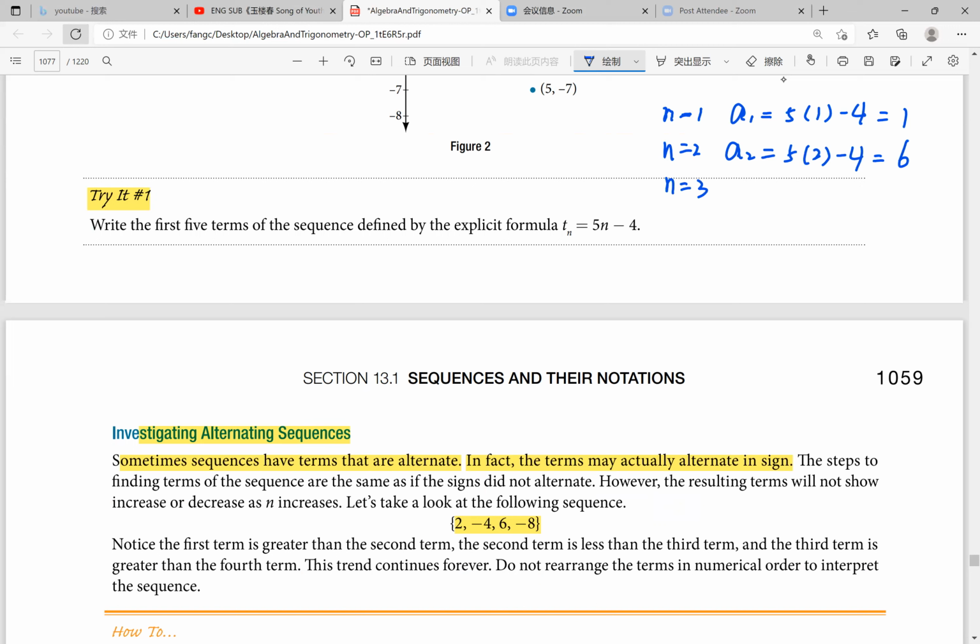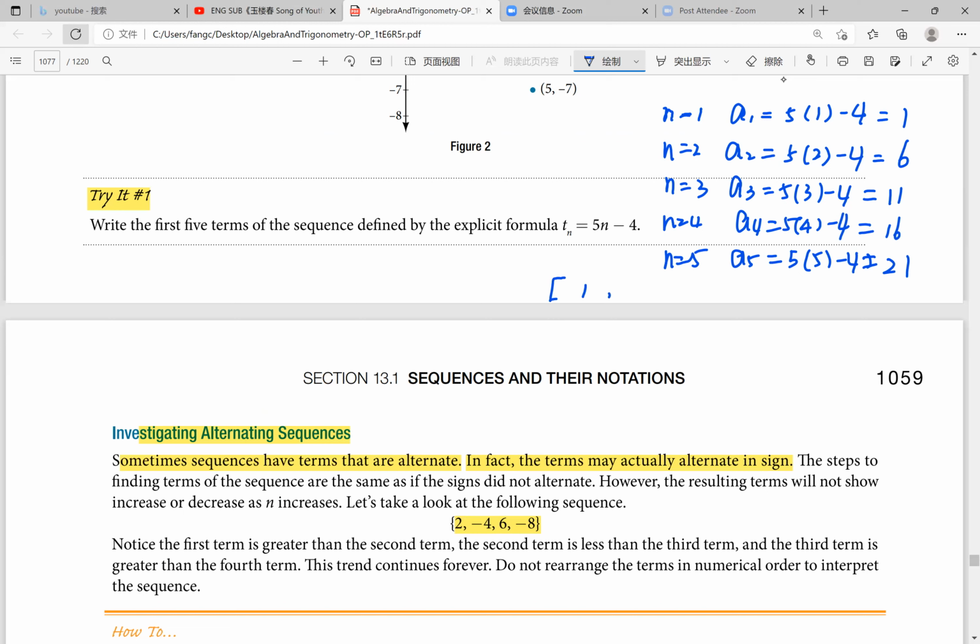So n equals 3, a3 equals 5 times 3 minus 4, which is 15 minus 4 is 11. And n equals 4, a4 equals 5 times 4 minus 4, which is 20 minus 4 is 16. And n equals 5, a5 equals 5 times 5 minus 4, which is 25 minus 4 is 21. So the first 5 terms are 1, 6, 11, 16, and 21. Continue.